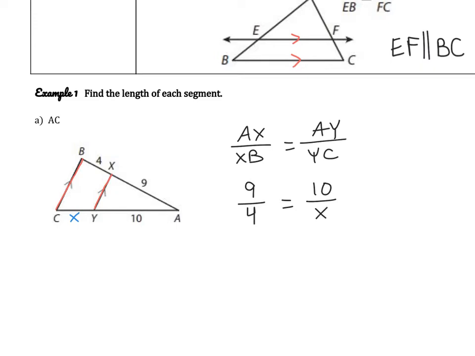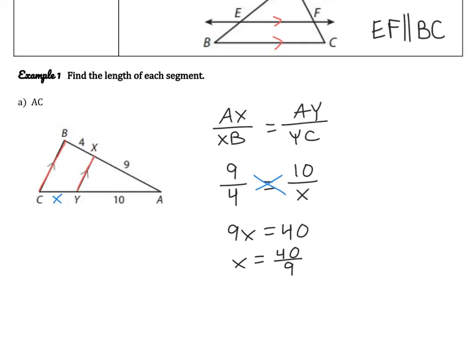So here we can cross multiply. So we have 9 times x equals 40, so x equals 40 over 9. But remember, we weren't just trying to find this value for x, we actually wanted to find the total length of AC. So we can see that AC is going to be AY plus YC. That's the segment addition postulate. So AC is 10 plus 40 over 9.